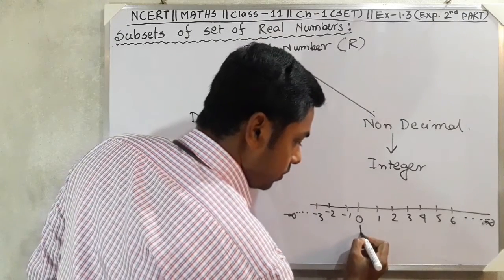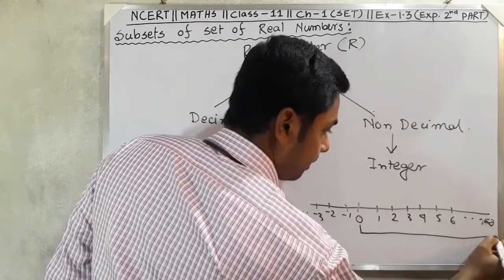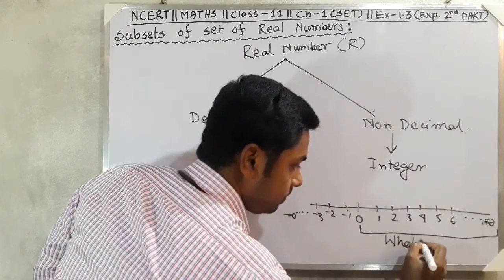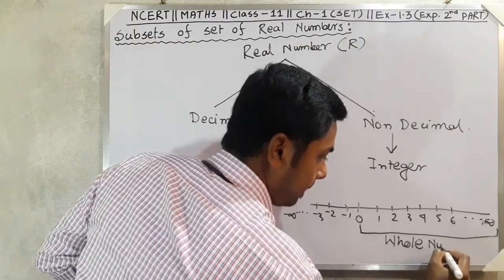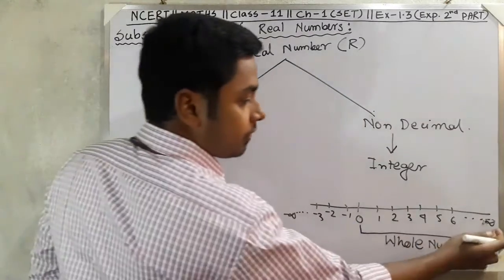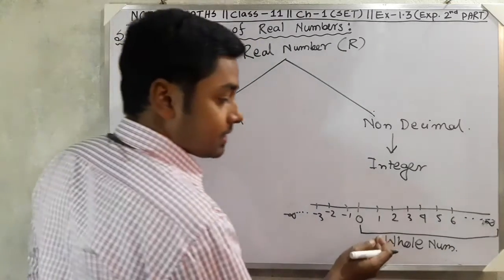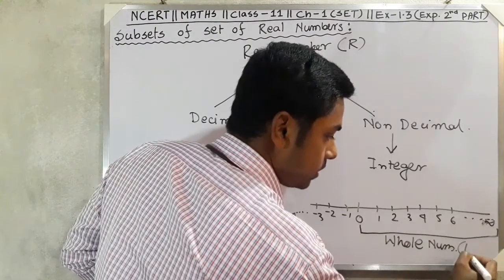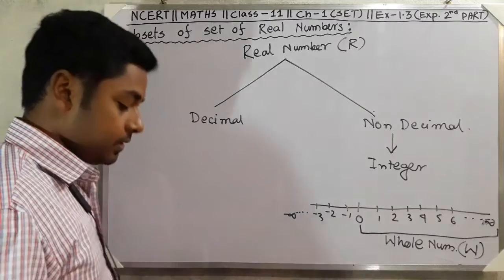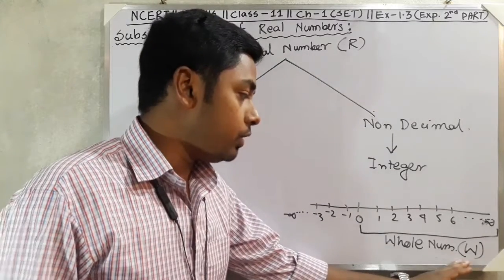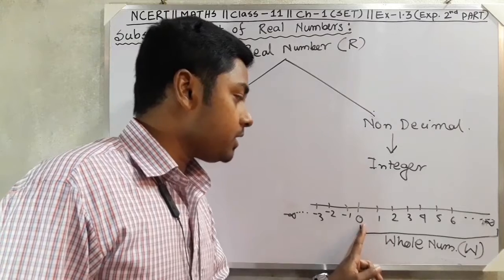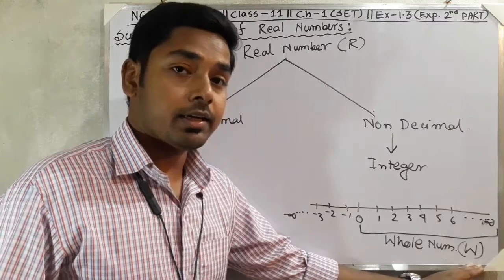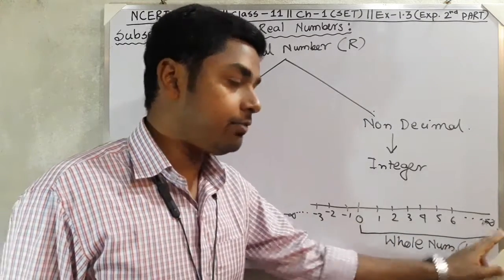From 0 to infinity, it is called whole number, that means the set of whole numbers. The set of whole numbers is denoted by W. That means in the set of whole numbers we have the elements from 0 to infinity. Whole number के सेट में क्या क्या एलिमेंट्स है? 0 से लेके infinity तक.